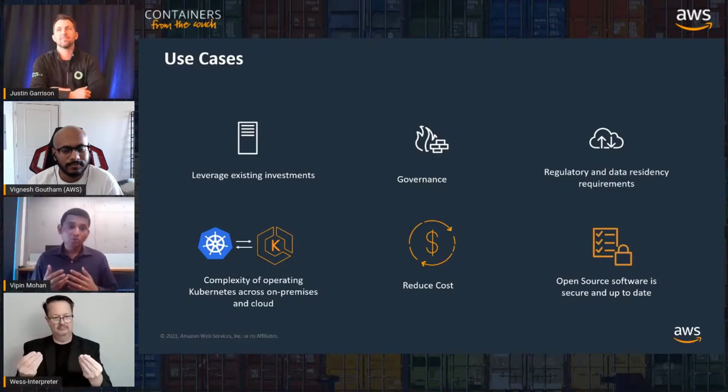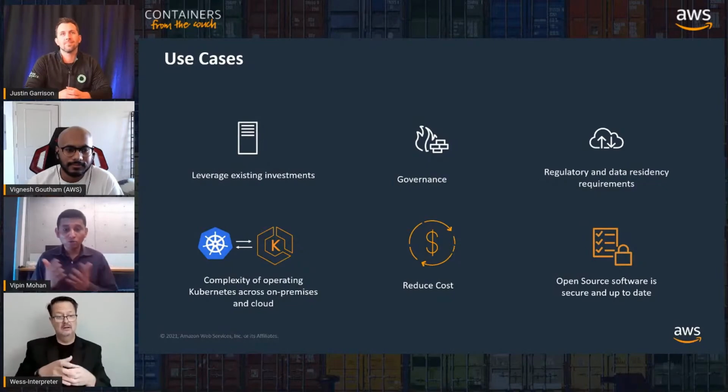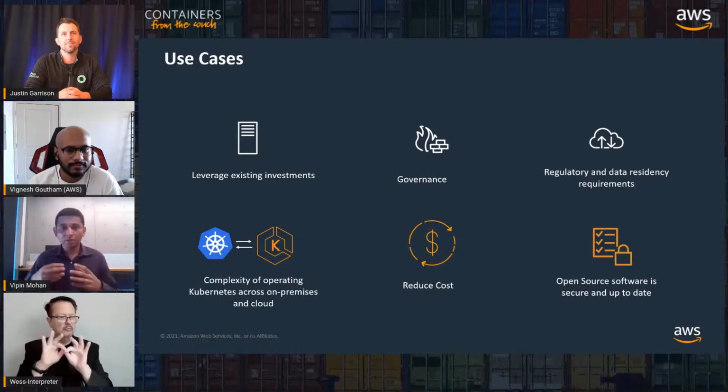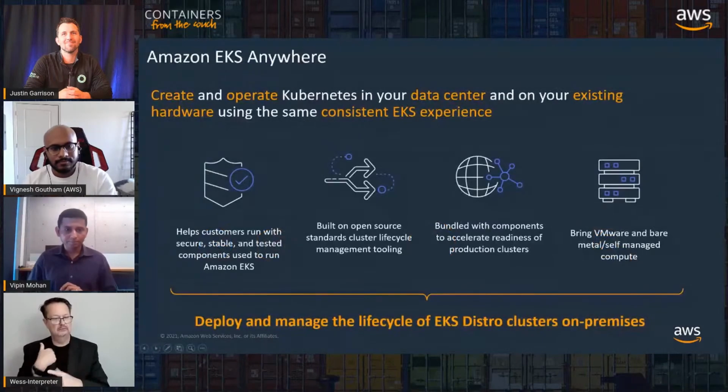There are also customers who have a need to run compute and Kubernetes on infrastructure that is closer to their data center and their end customers. Think of latency-sensitive applications wherein it's important for a customer to be closer to their end users so that they can deliver the best-in-class experience. So those are some of the use cases that we attempt to address with EKS Anywhere.